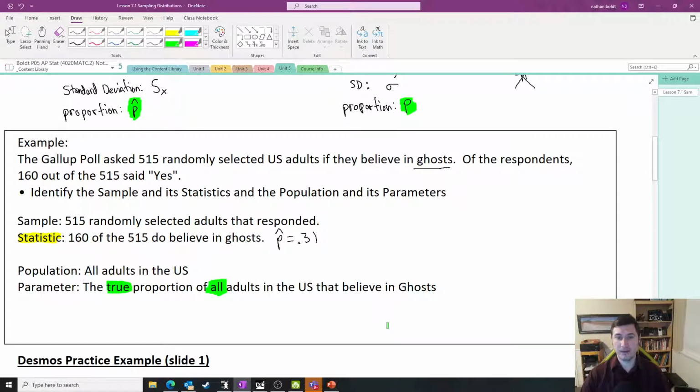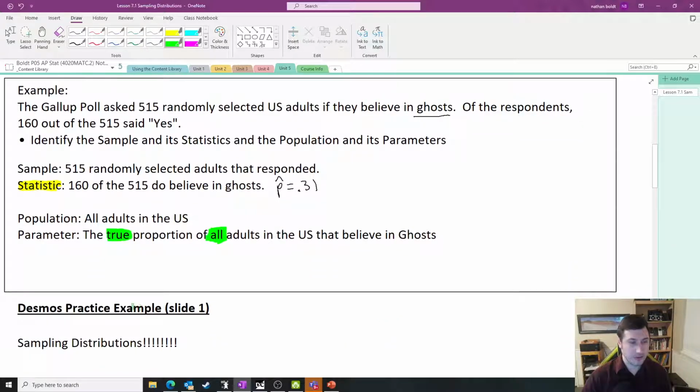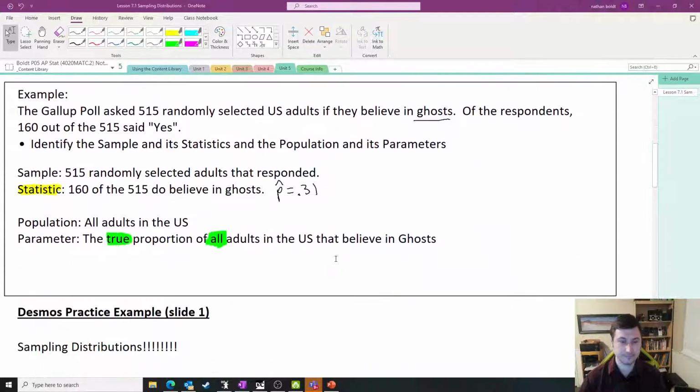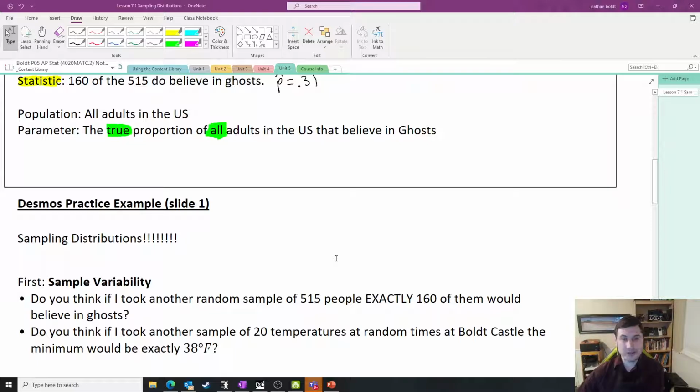I want you to try this out. We're going to head on over to the Desmos, period 5. Throw that link into chat for you. I got one that I want you to try. Just slide one real quick. Head on over there. Try that out yourself. Make sure you can identify the sample and the statistic, population and parameter. This one's a little tricky, actually.